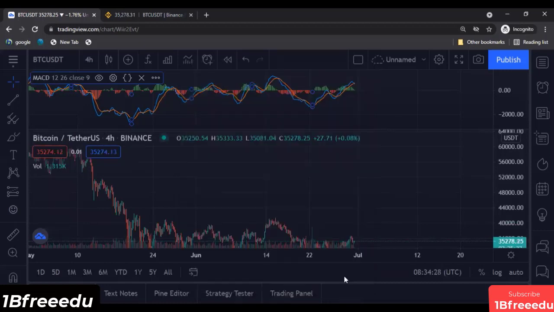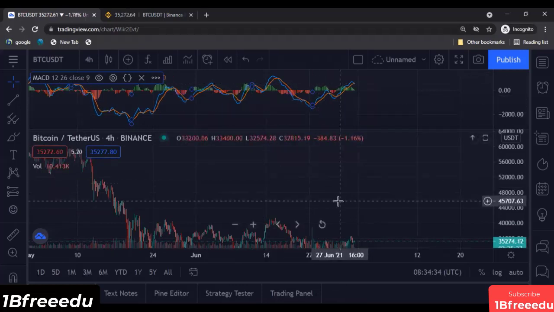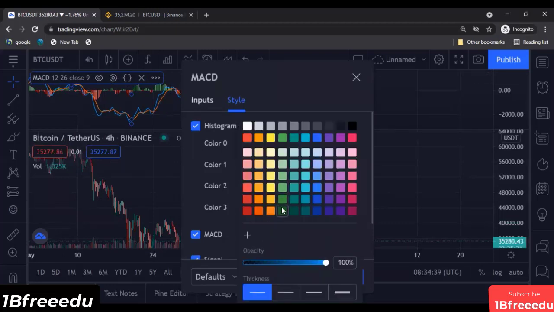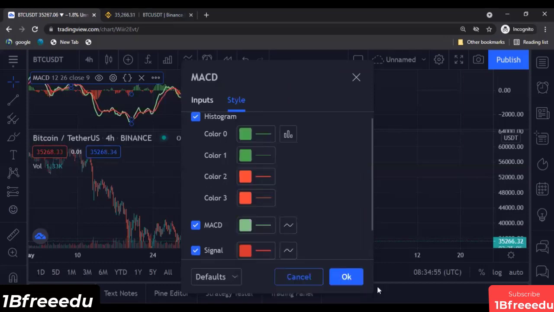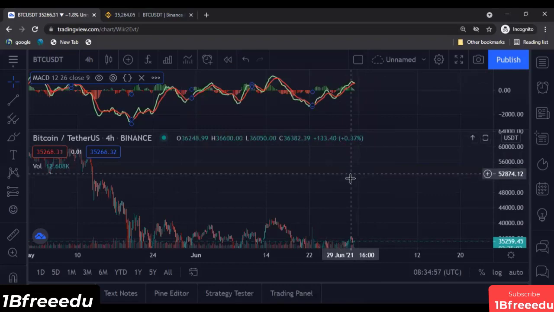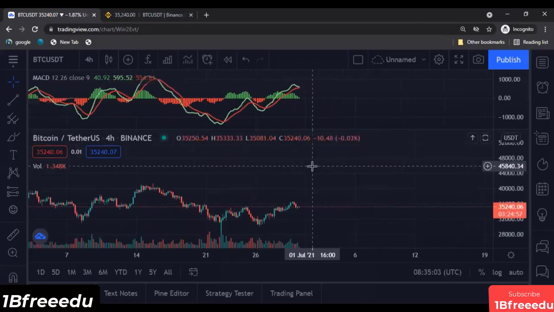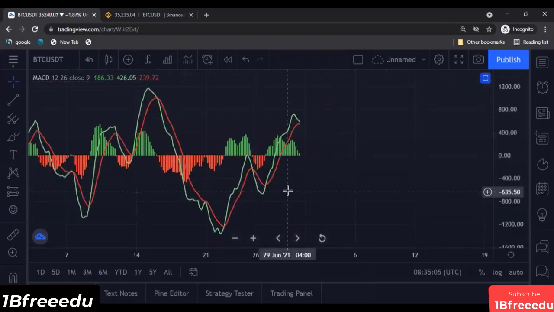Yeah, so the values would be 12, 26, and 9, and you could change the colors accordingly. Another important setting here is that the MACD would be indicated as the green line, and if I could make it more prominent, yeah. And this line would be the red line. Well, it totally depends upon you which color you would like to indicate it with, but I've done that for a reason.